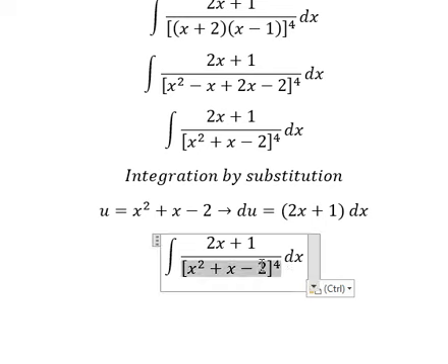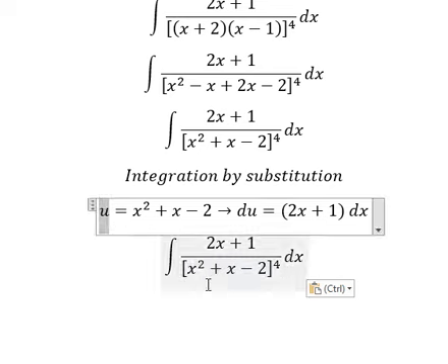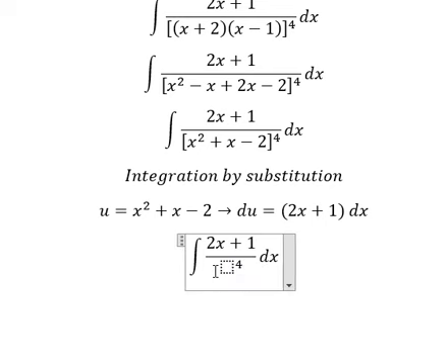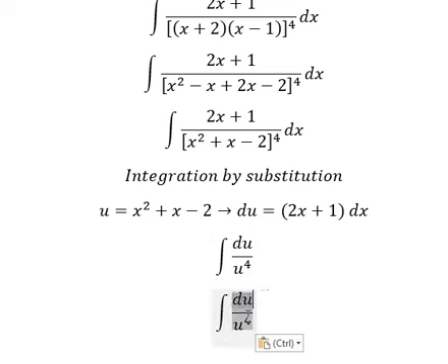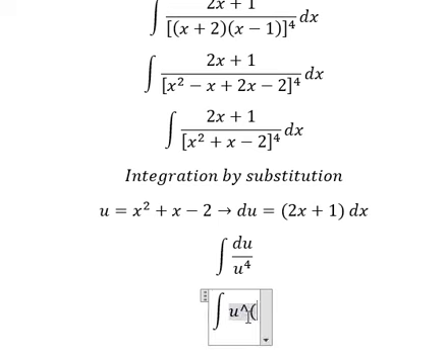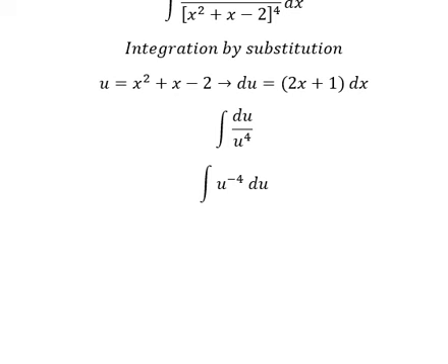So this one in here, we change by u. 2s plus 1 ds, we change by du. And now, this one we can put u to the power of negative number 4 du. And now, we have the formula in here.